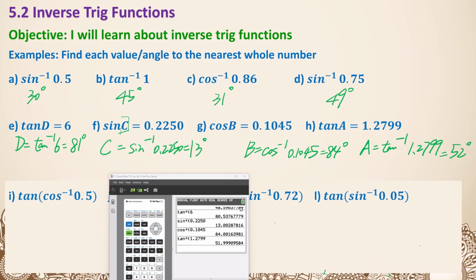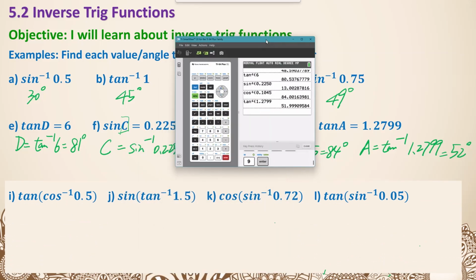Continue. We have more. Now we have 2 layers. So first, we need to find the inverse of cosine 0.5. In fact, you can actually type everything into your calculator together. So tangent, and inside there is going to be our inverse cosine of 0.5. Let's close both layers of parentheses, this one for the 0.5 and this one for the whole inverse cosine. Press enter. That is 1.73.